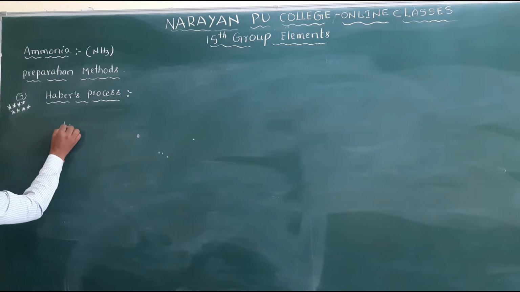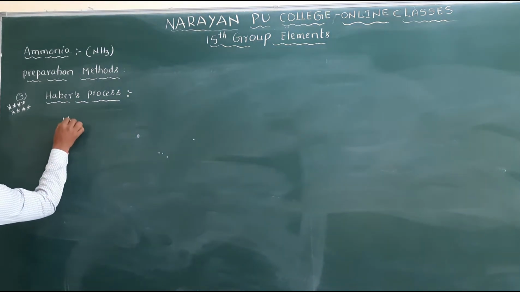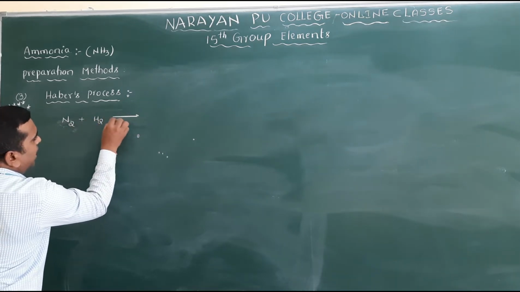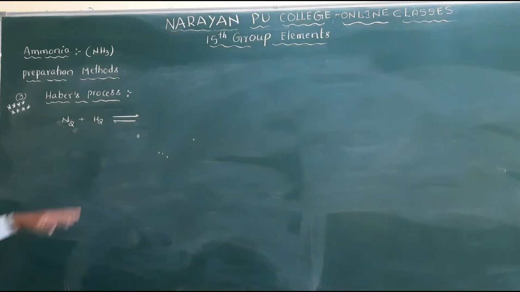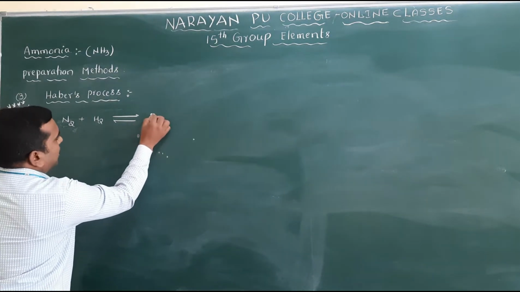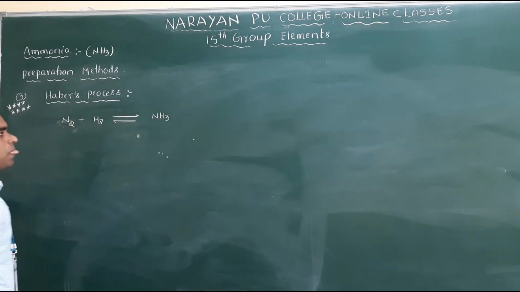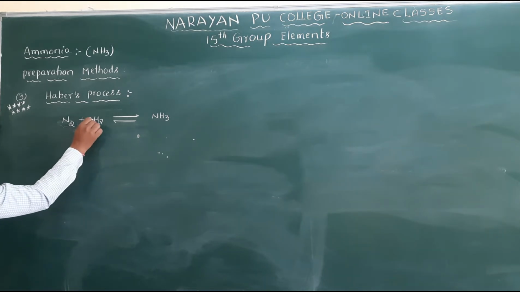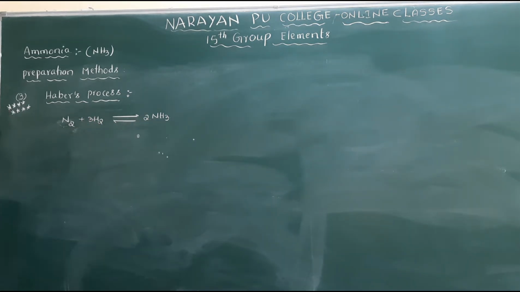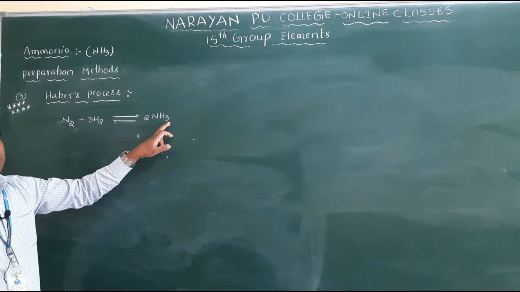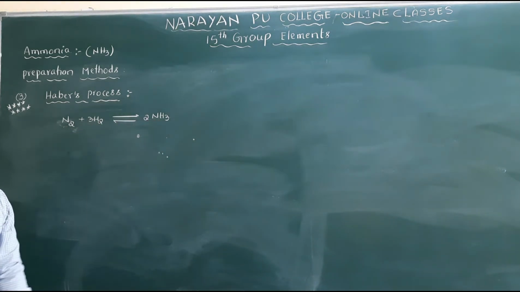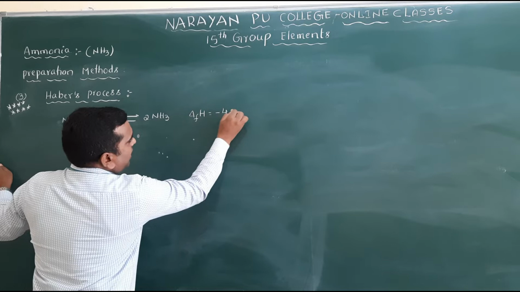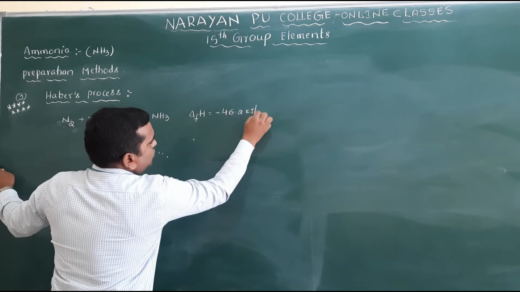In the Haber process, ammonia is prepared from nitrogen gas plus H2 gas. Whenever nitrogen gas and H2 gas react together, you get the compound ammonia. Balance it: here how many hydrogens are there? 3 hydrogens here, 2 here. So I will multiply this one by 3 and this one by 2. Then 3 into 2 is 6 and 3 into 2 is 6. Hydrogens are balanced and nitrogens are also balanced. And this reaction is an exothermic reaction, 46.2 kilojoule per mole.